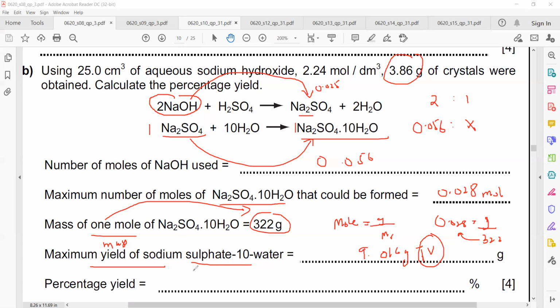The practical value 3.86 divided by the theoretical value 9.02, multiplied by 100. So it shows that it is 42.8%. Practically, you are getting only 42.8% of what you should get. Like if you should get 100 grams of a product, you will not get 100 grams, you will only get 42.8 grams of a product. Is it clear, this part?